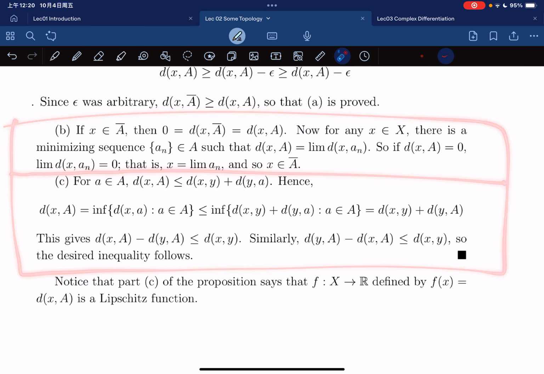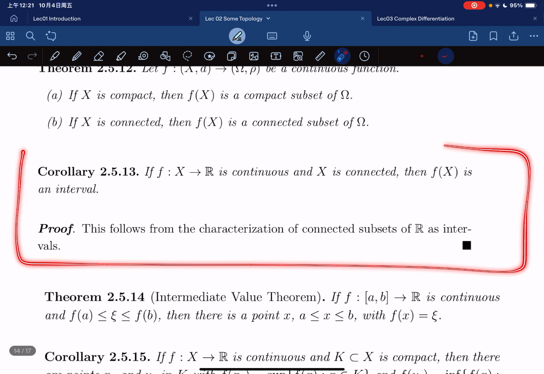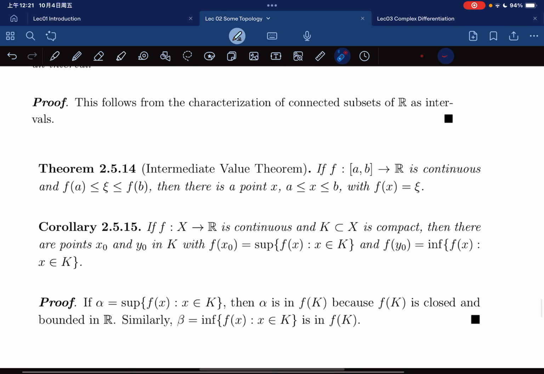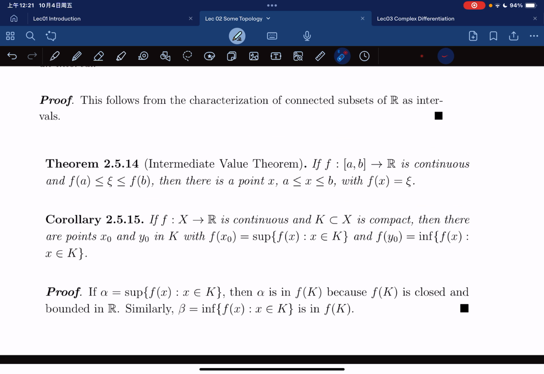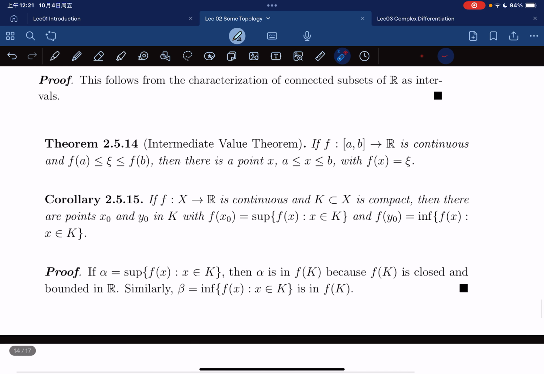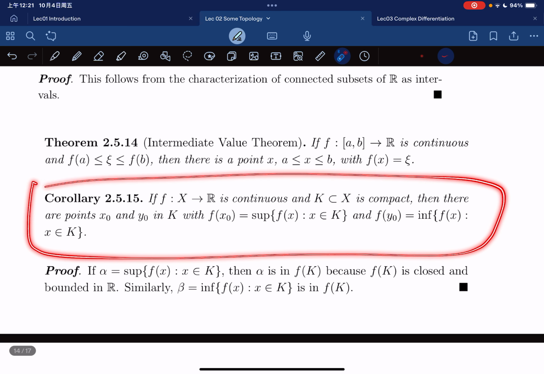a continuous function preserves compactness and connectedness. Yes. And we have a corollary, right? The intermediate value theorem. We all know this. And the connected set, right? And yeah, and the extreme value theorem, right?